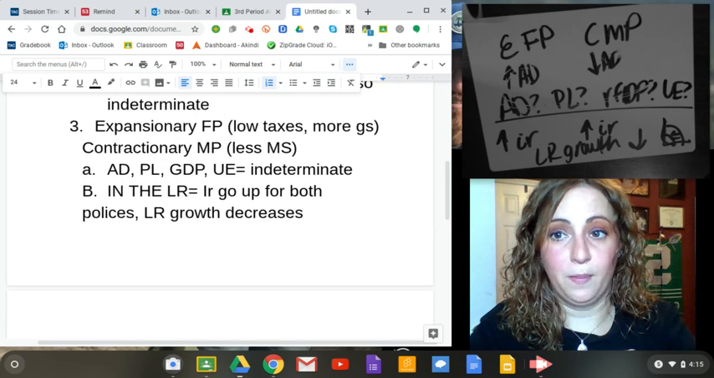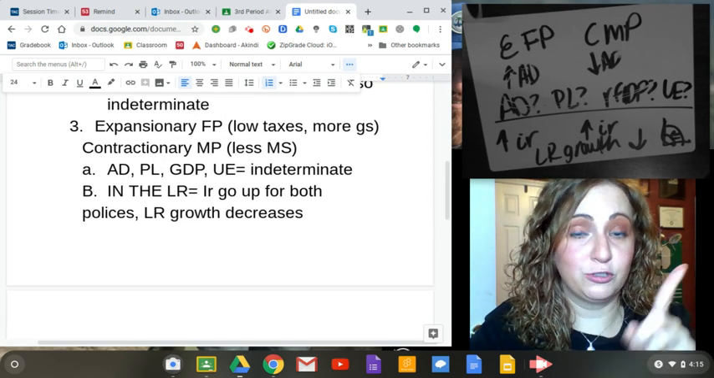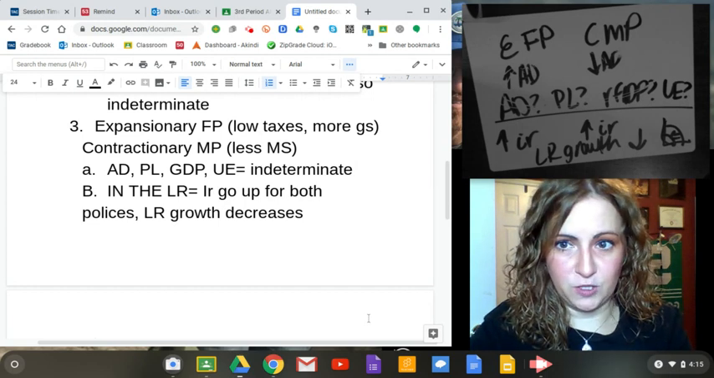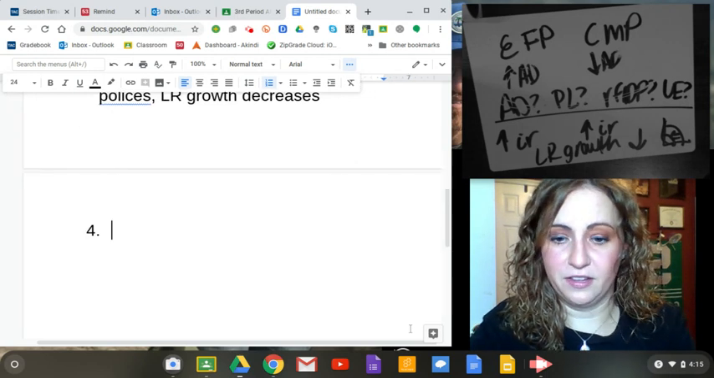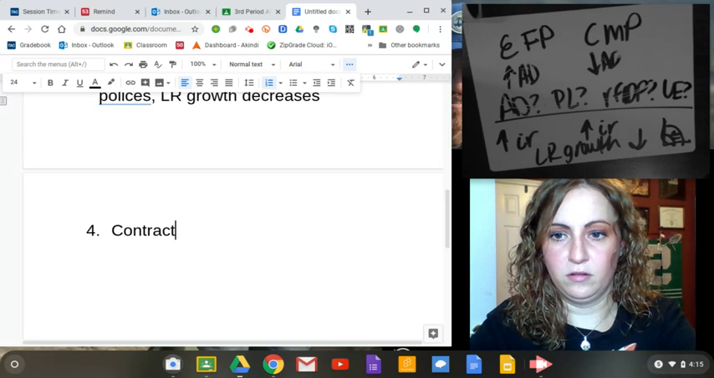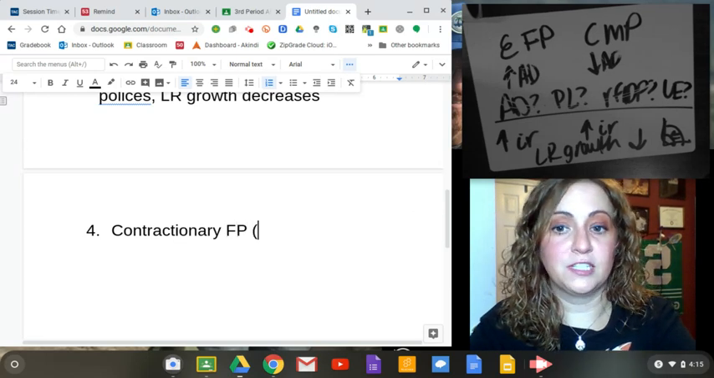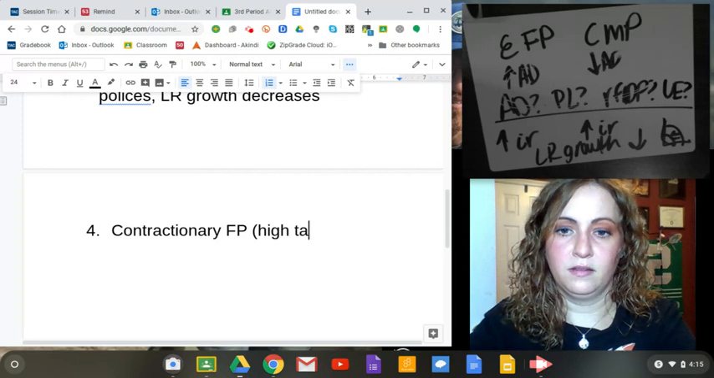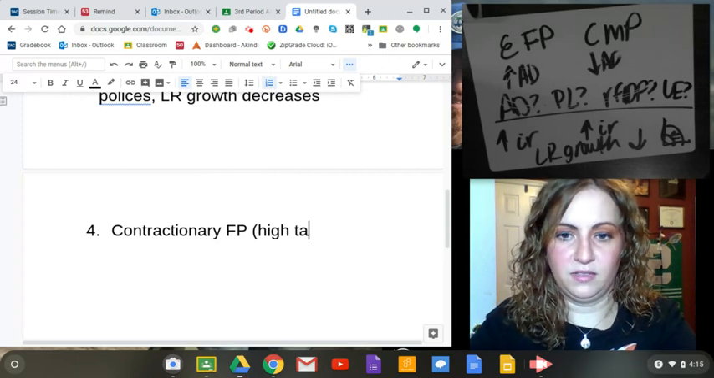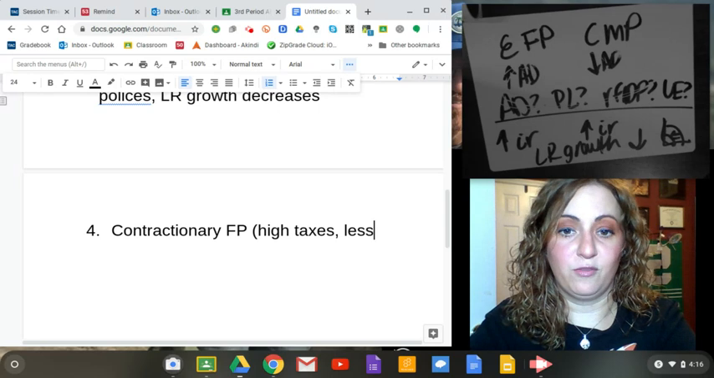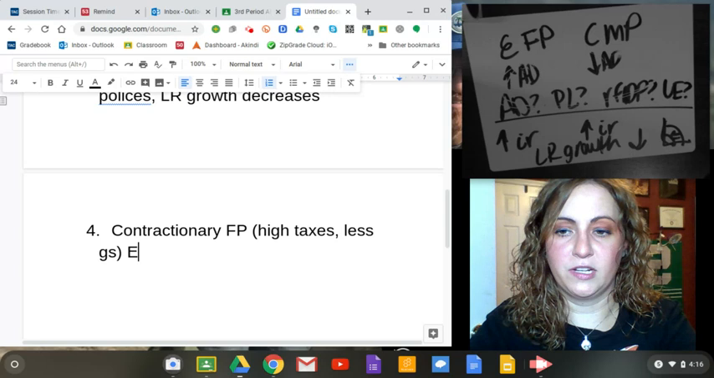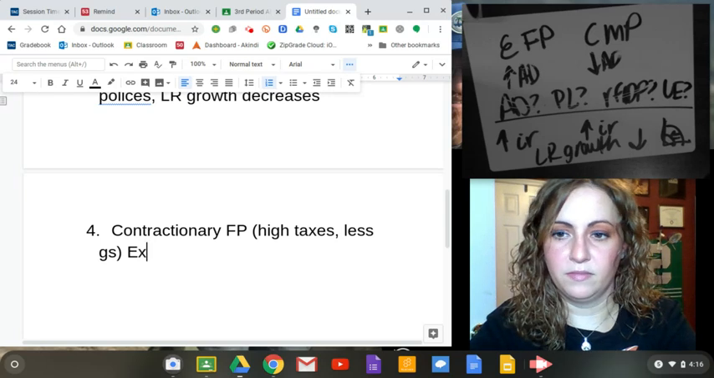the exact opposite? Before we had expansionary fiscal and contractionary monetary. Now we're going to flip. We're going to say contractionary fiscal and expansionary monetary. Contractionary fiscal policy, remember, is high taxes, or less government spending. And expansionary monetary is more money supply.